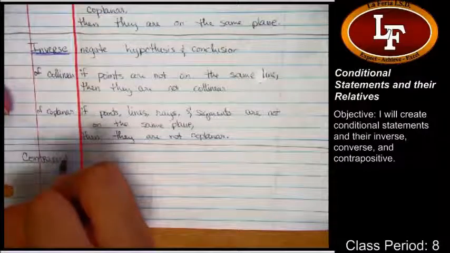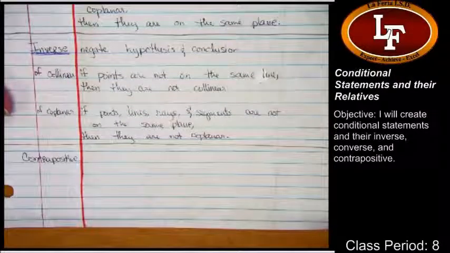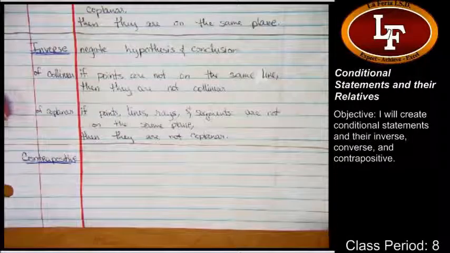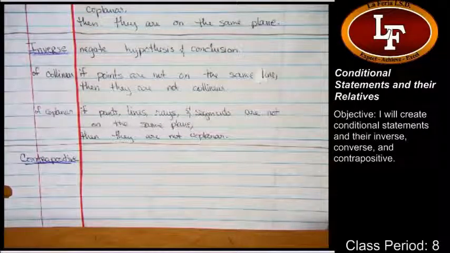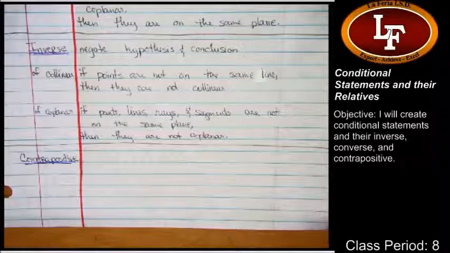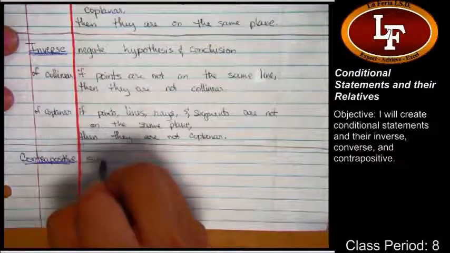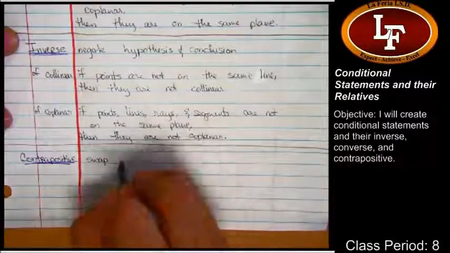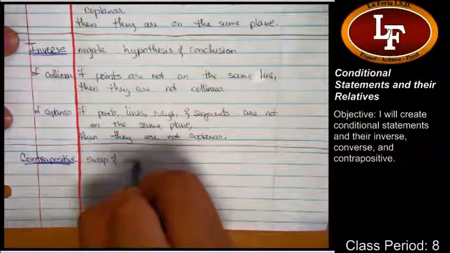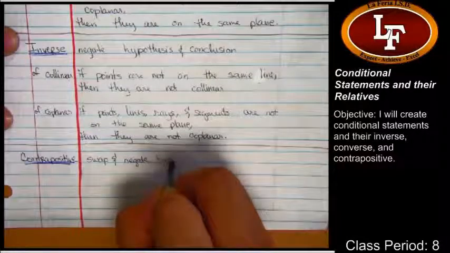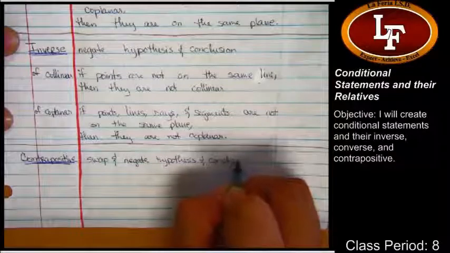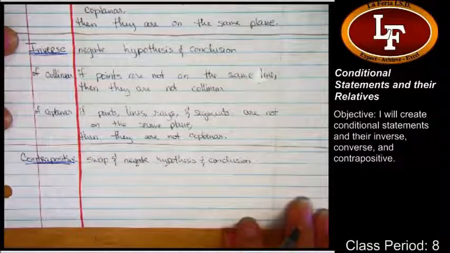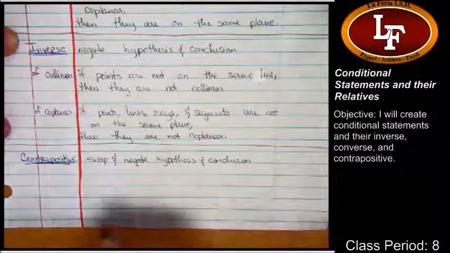It's really big. Contrapositive. It's the biggest one there because you have to do the most to make it happen. For the contrapositive, you're going to swap and negate the hypothesis and conclusion. So you're going to do both at the same time.